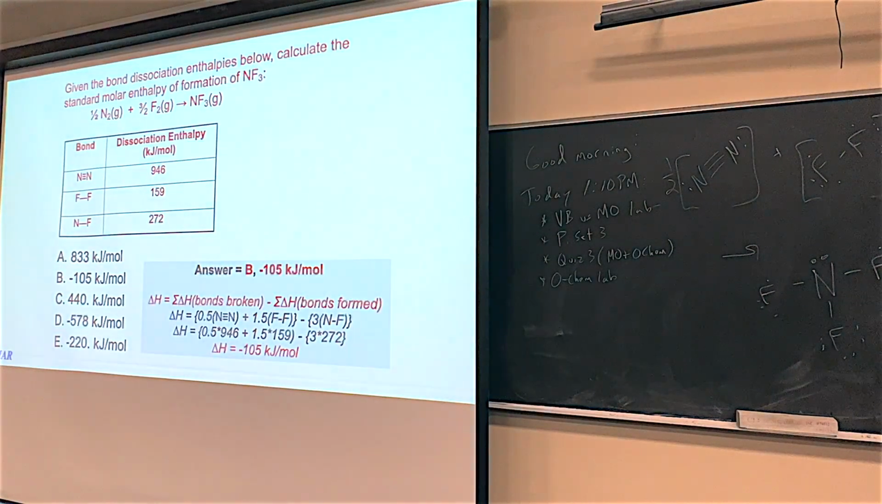So anyway, if you did all this correctly, minus 105 is what you're looking for. So you can see here, here's my 1/2 times the 946, the triple bond, and 3/2 or 1.5 times the 159 for the FF bond. But then bonds broken minus bonds formed, notice how I multiplied the NF bond by 3 because this has 3 NF bonds in it. So you'll have one of these kind of problems. They're not hard. I'll give you these numbers. You just need to put in bonds broken minus bonds formed. Look at the stoichiometries, look for the number of bonds. Questions on that?